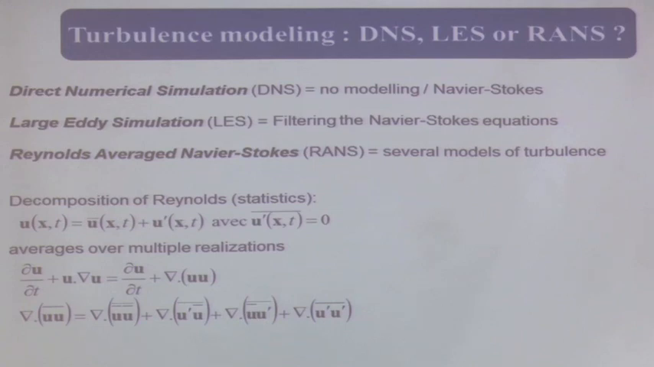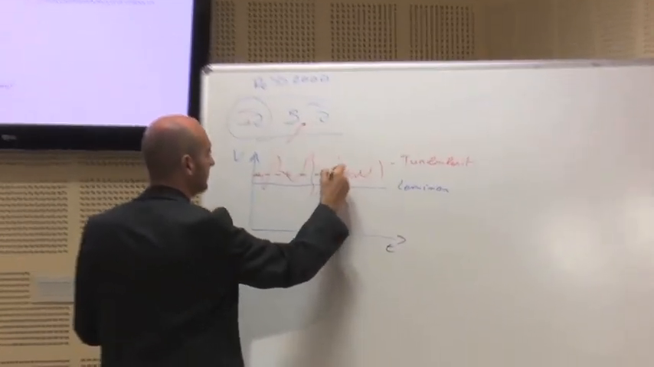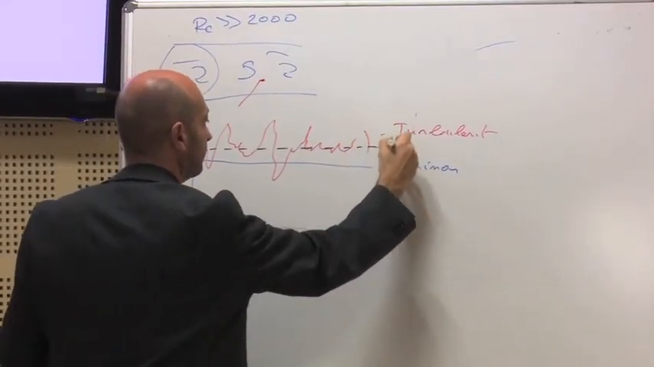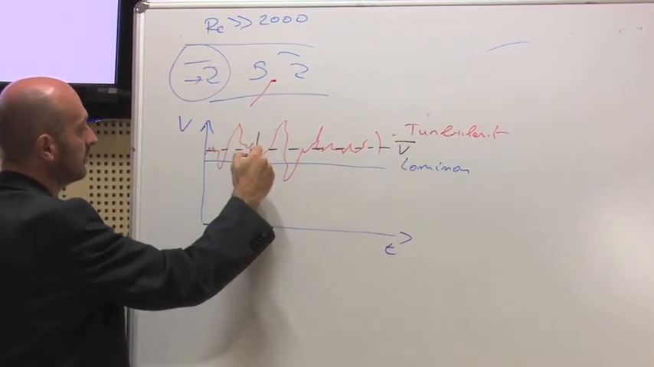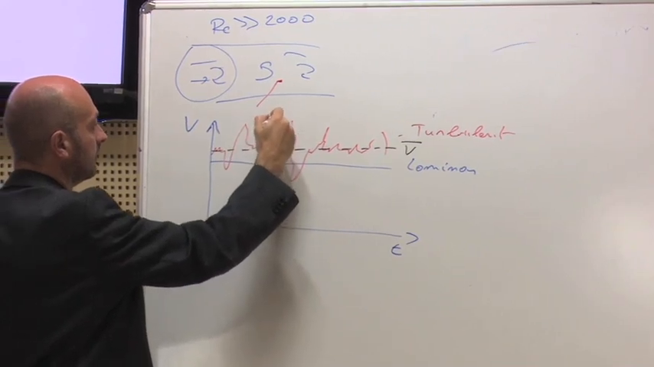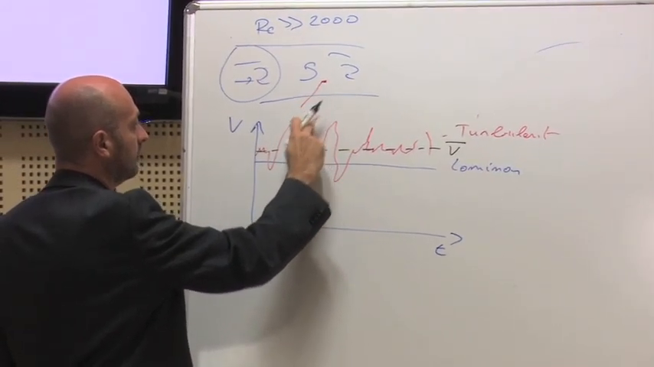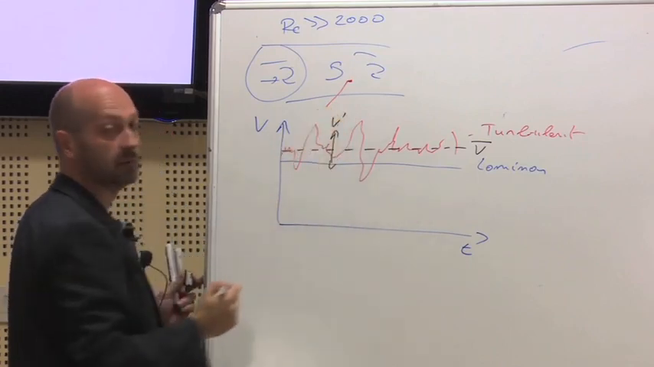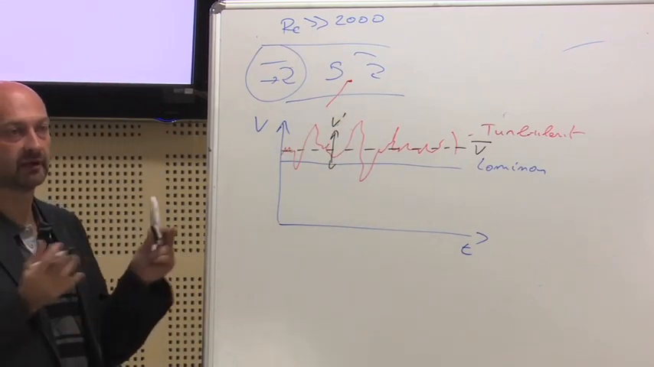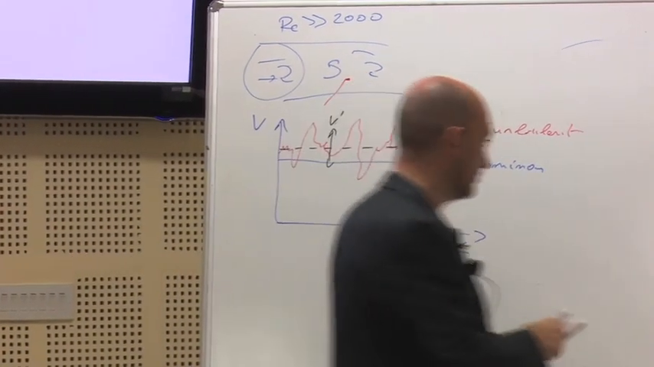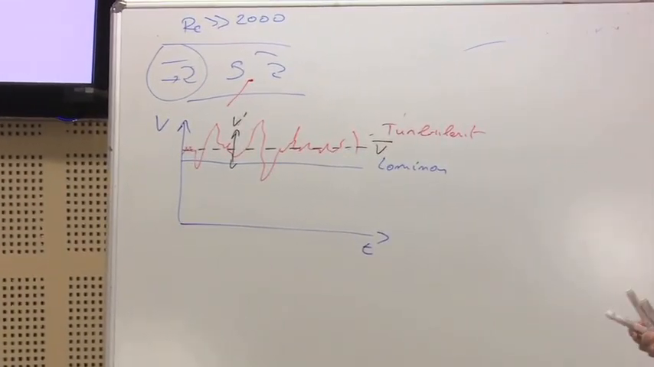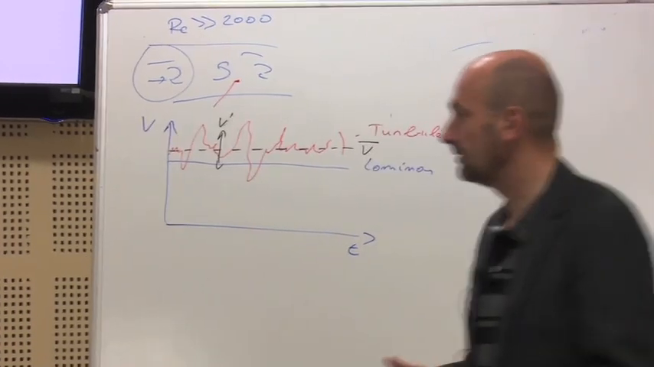The information you would like to obtain is the mean, the average, which I will call V bar. And maybe you want to evaluate the RMS value, V prime. That could be enough to get an idea of the intensity of turbulence. This is the main idea used in the Reynolds decomposition.